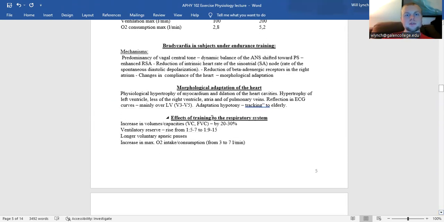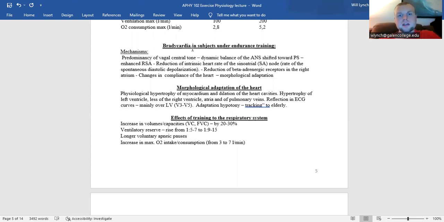All right, so a couple of different adaptations here that we can look at. First is going to be bradycardia in subjects under endurance training. That means that someone who has done a lot of endurance training in their lives can have a low heart rate, or bradycardia, at rest.